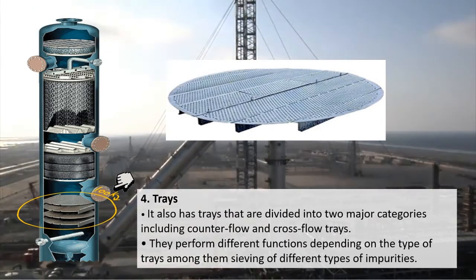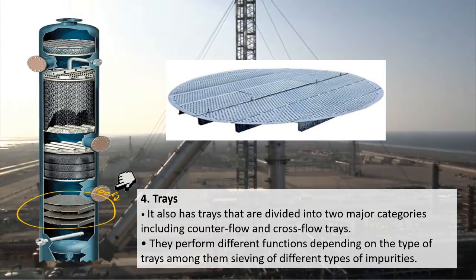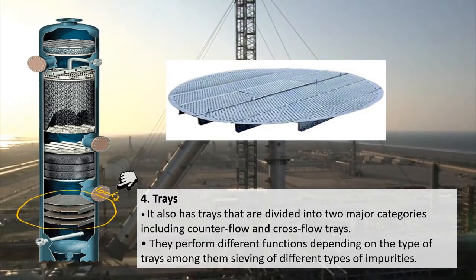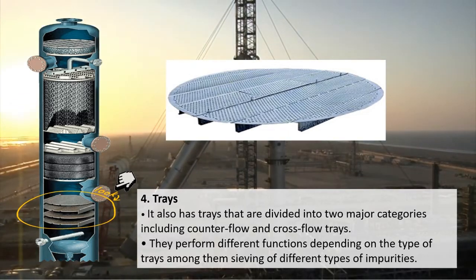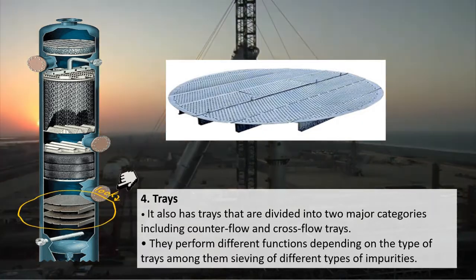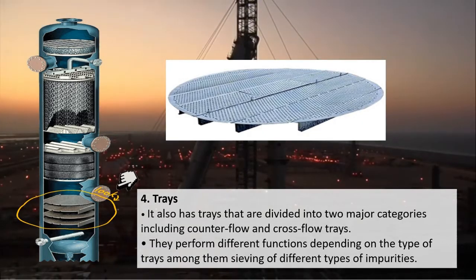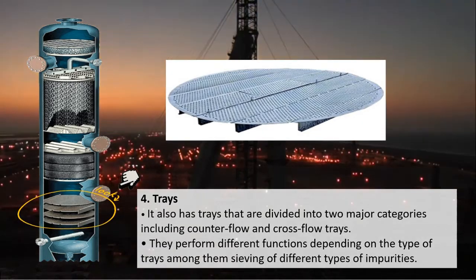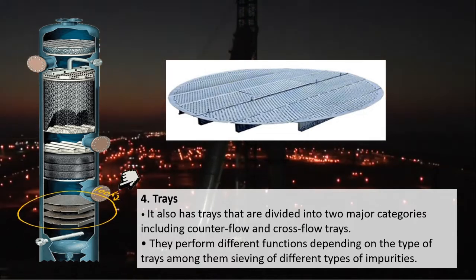Next is trays. Absorption towers have trays that are divided into two major categories, counterflow and cross-flow trays. They perform different functions depending on the type of tray, among them sieving of different types of impurities.